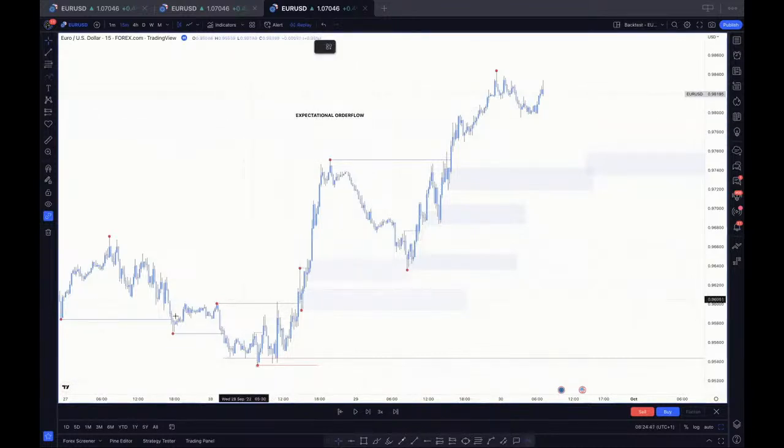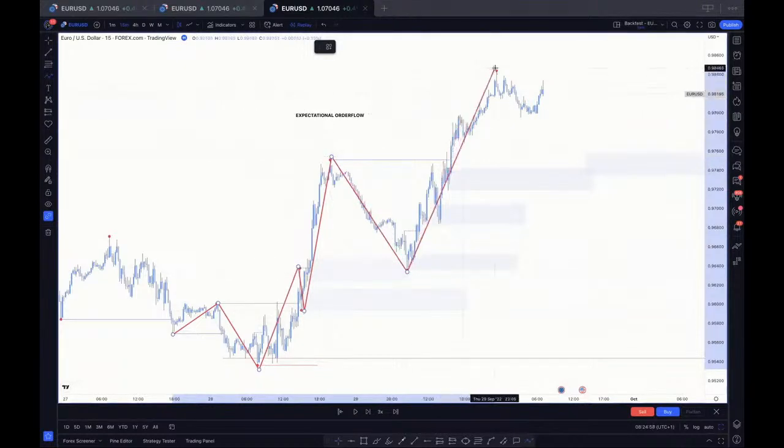Let me use this tool. I always like using this tool because it helps me see where we are in the market. So you can see this high, pullback, high, pullback, high, and then we're pulling back. This might continue to pull back before making another high, and that's just it. So you can see that we're now bullish. So these are expectational order flow. After a high, we expect a pullback and then we expect continuation.